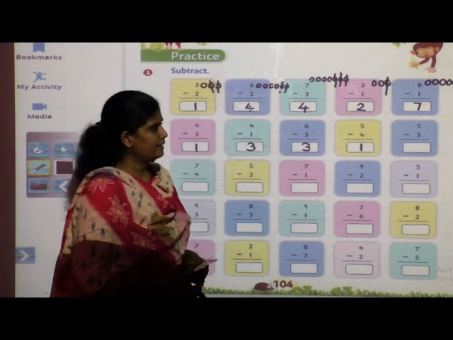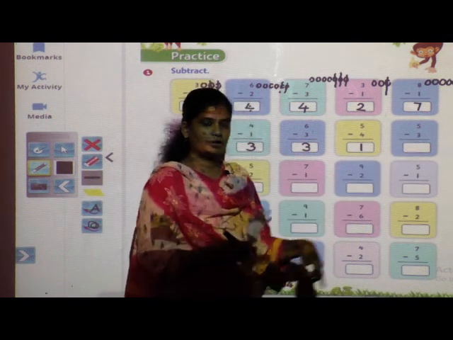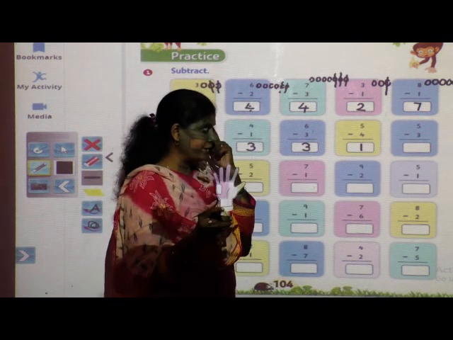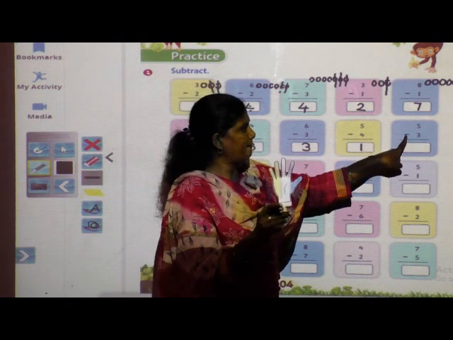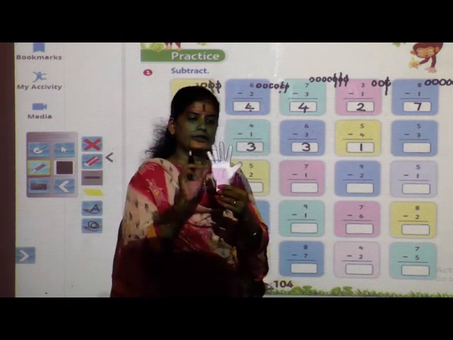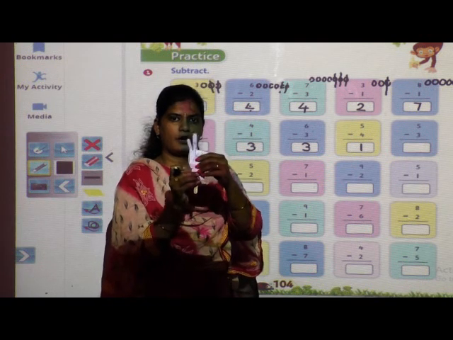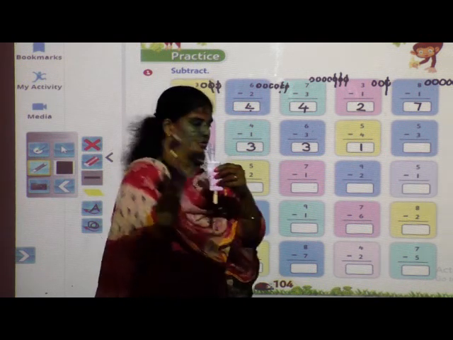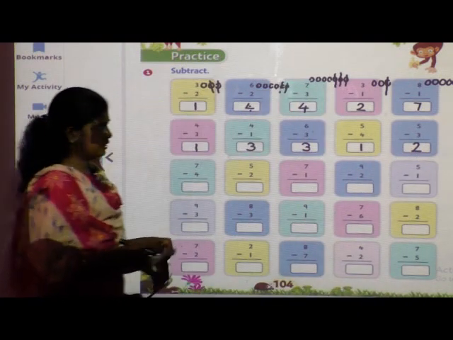Got it? Now next, 5 minus 3. So open your 5 fingers. Yes, like this. Now from that 5 fingers minus 3. So what will you do? See, 1, 2, 3. So how many remain? 1, 2. So write here 2. Got it?